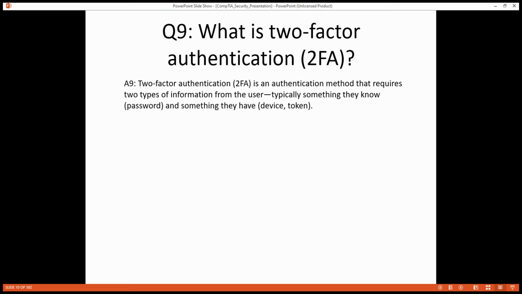Q9. What is two-factor authentication, 2FA? A9. Two-factor authentication, 2FA, is an authentication method that requires two types of information from the user, typically something they know, a password, and something they have, a device token.